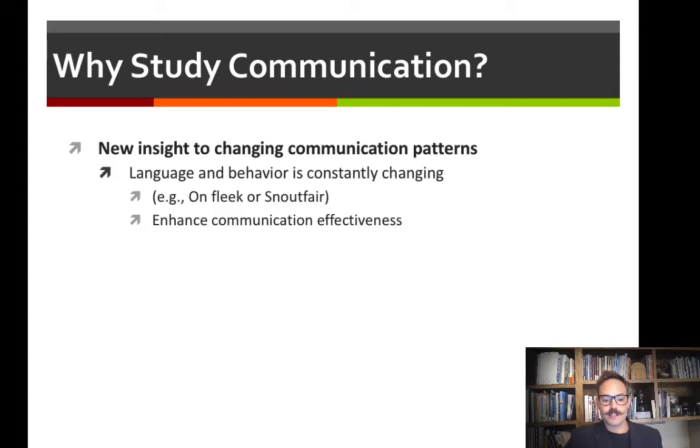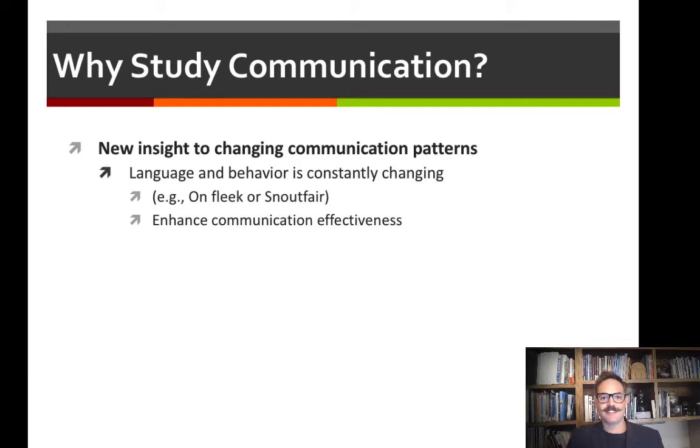Why study communication? Well, communication is constantly changing. With social media, how we engage in conversations, how we engage in relationships is constantly changing. Language and behavior is constantly changing, and we want to keep up with that. We want to know why people are doing, saying, and communicating the way that they are. So, for example, on fleek was a buzzword a few years ago. I think the 15th century equivalent to on fleek is snout fair.